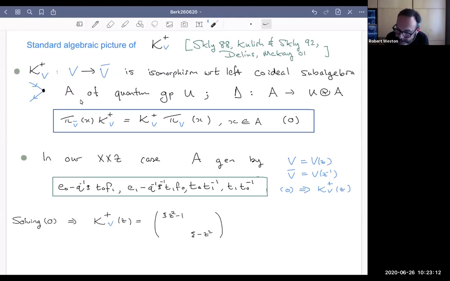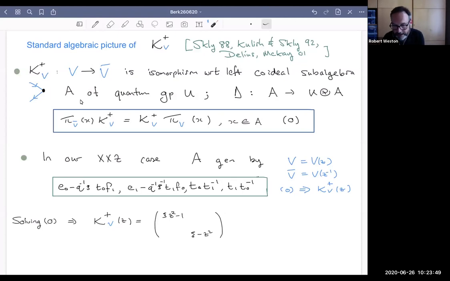And well, this is sort of implicit in Sklyanin, although he doesn't quite use this language, but it's there in the original paper, really. So K is a homomorphism between two representations that commutes with a left coideal subalgebra of the quantum group. So A is going to be a left coideal subalgebra, which means it's a subalgebra and it has this structure. Okay, so the co-product of this gives U, the quantum group, back tensor A.